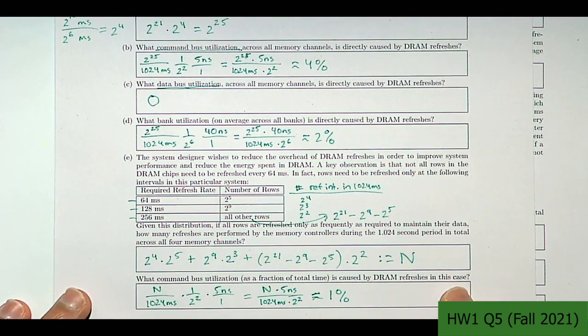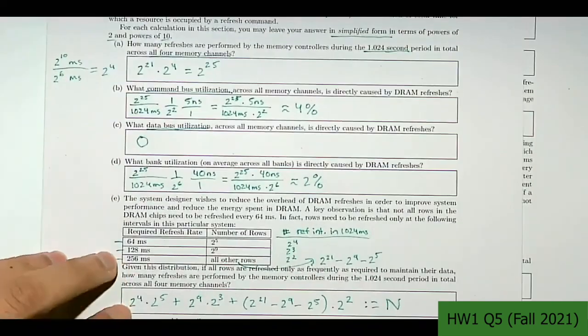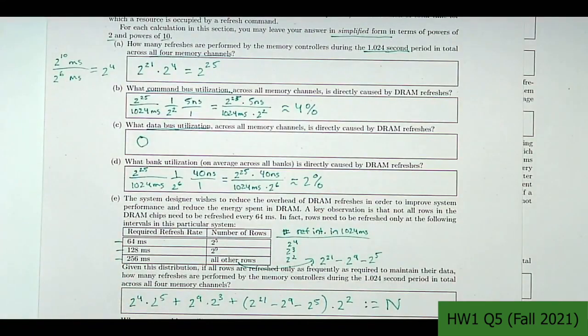So you consider that this command bus utilization is for... Right, so each channel experiences the exact same number of refreshes, right? Because there's the same number of rows. So you said up there that those are different intervals for different numbers of rows? Yes. But in the whole system? Yeah.